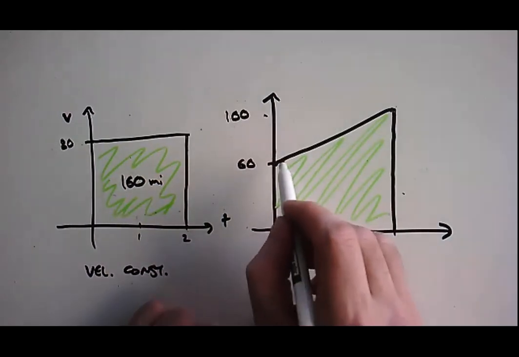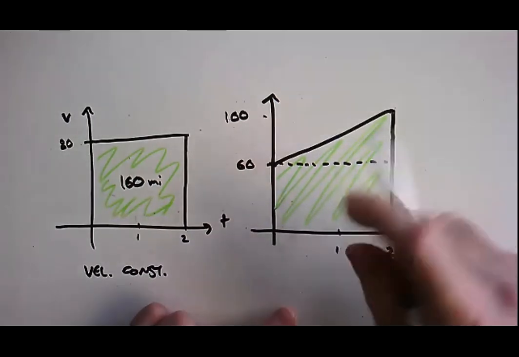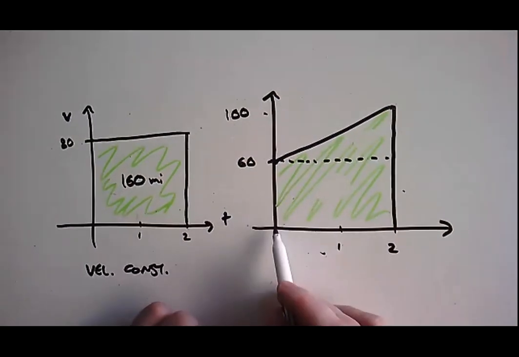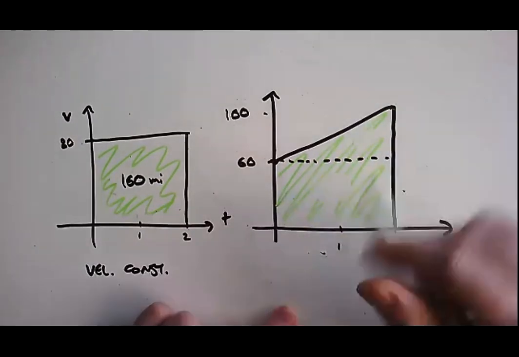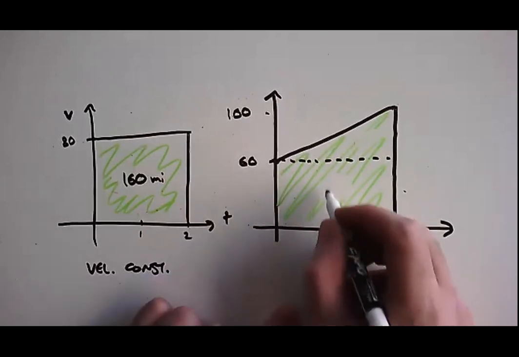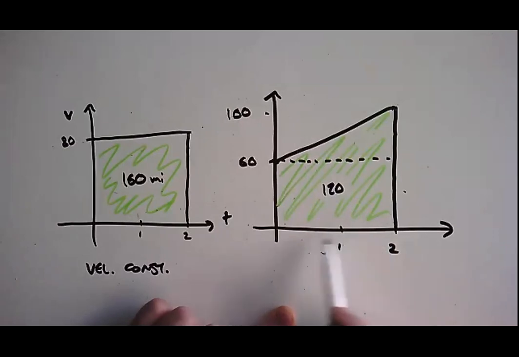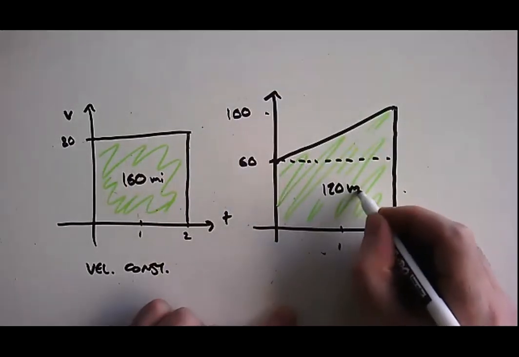I find it easiest to just divide this into two different problems. Let's find the area of this rectangle down here and the area of the triangle up here. Well, the rectangle down here has width 2 hours and height 60 miles per hour. And so the area of that rectangle would be 120, and the units associated with it would be hours times miles per hour, which would give me miles.